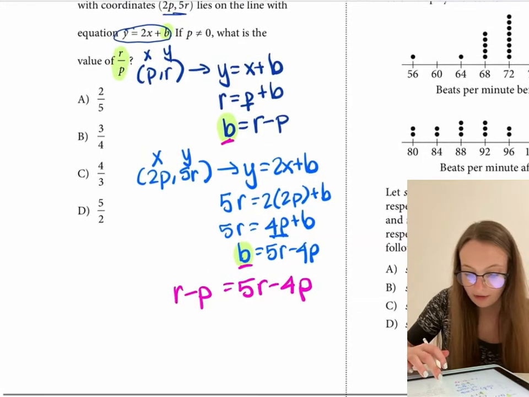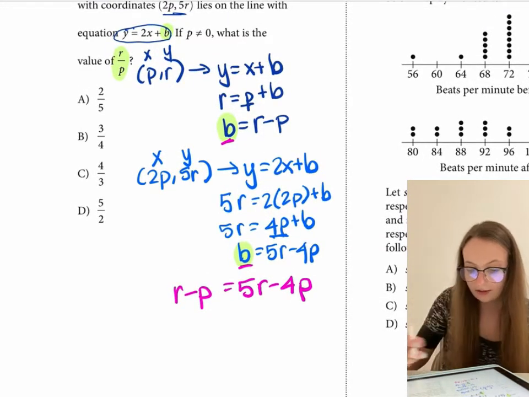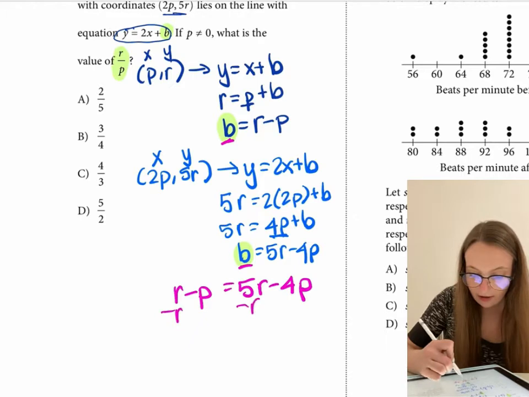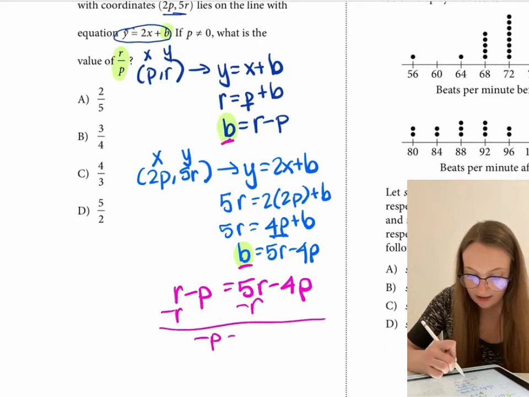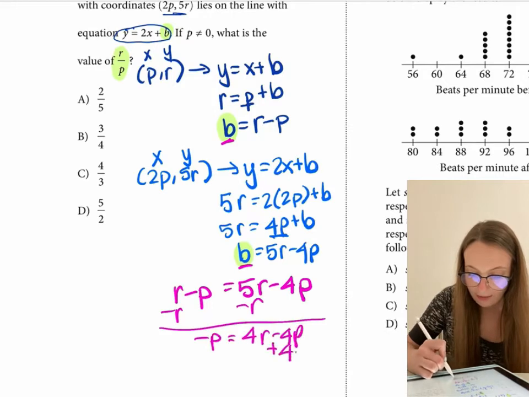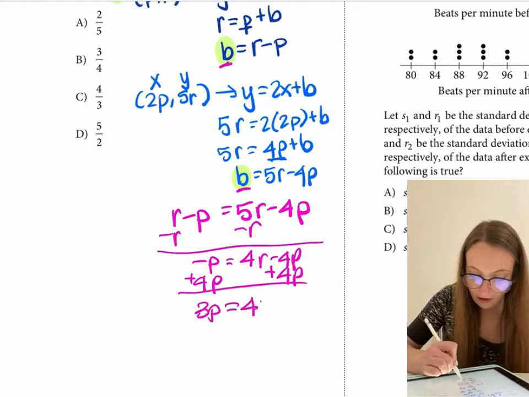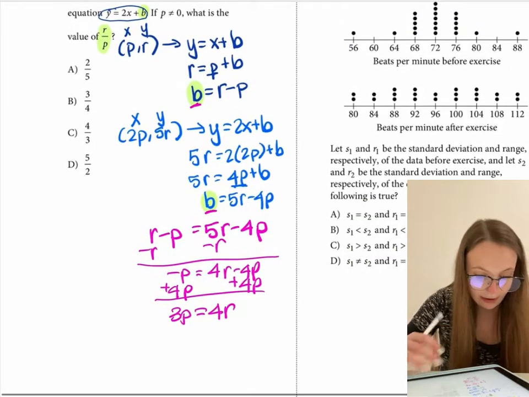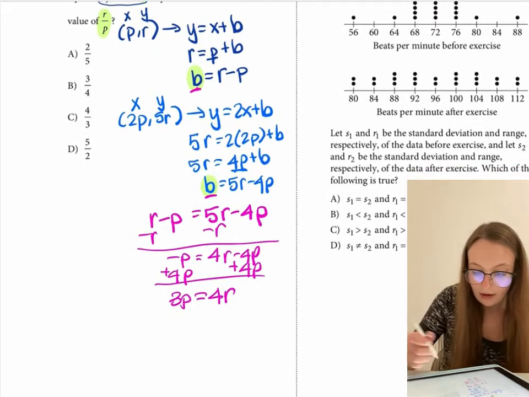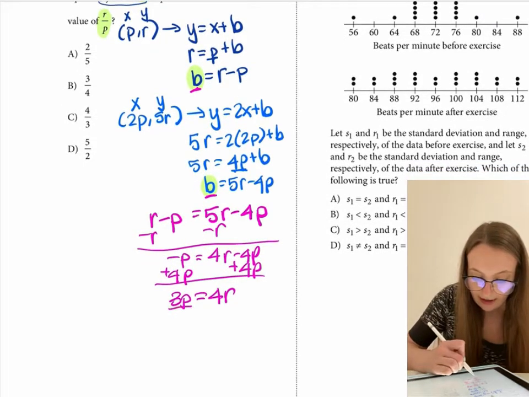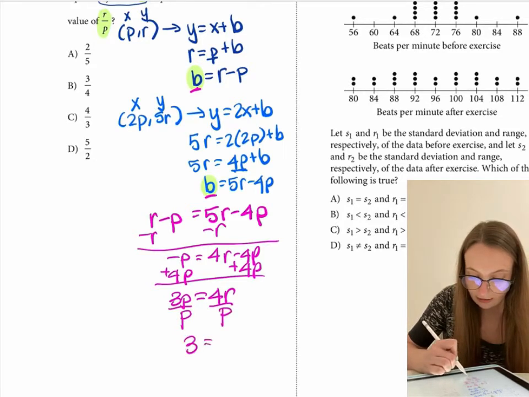All right, so let's get all of the P's on one side and all of the R's on the other side. So we can subtract R here. We get negative P is equal to 4R minus 4P. Add 4P to both sides. We then get that 3P is equal to 4R, and they want us to find the value of R over P. So what I'm going to do then is divide this side by P and this side by P, so I get that 3 is equal to 4R over P.